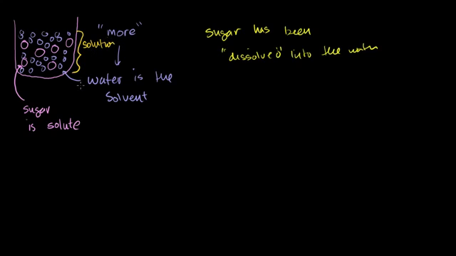And a solution has a solvent and a solute. The solvent is water. That's the thing doing the dissolving. And the thing that is dissolved is the sugar. That's the solute. Now, all of this may or may not be review for you, but I'm doing it for a reason, because I want to talk about the idea of diffusion. Diffusion. And the idea is actually pretty straightforward.